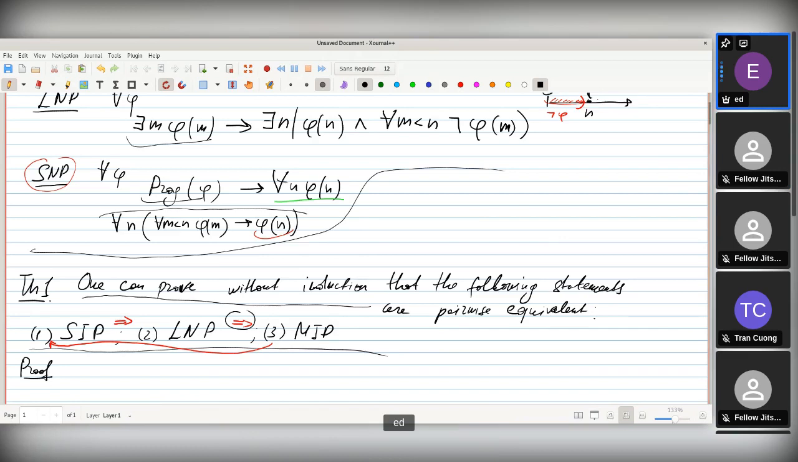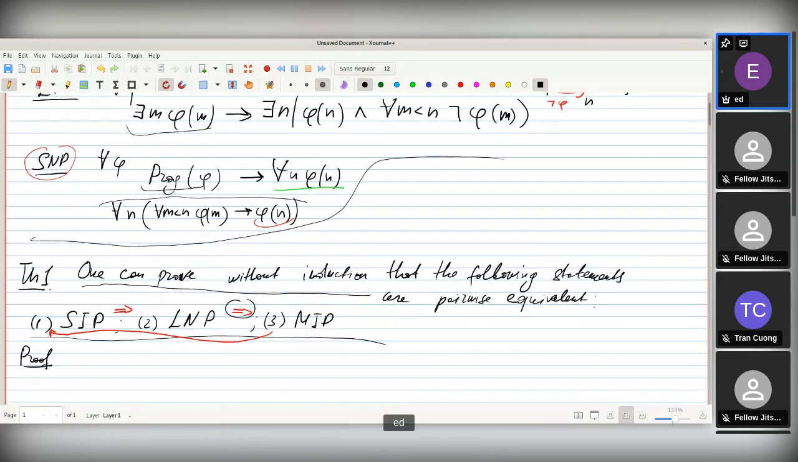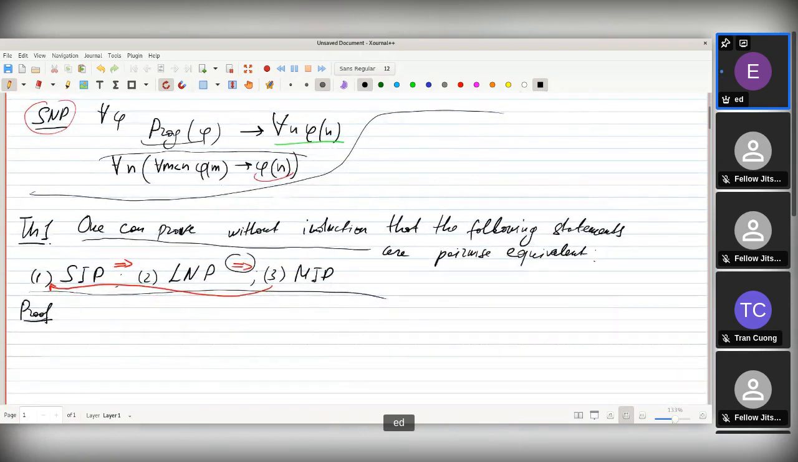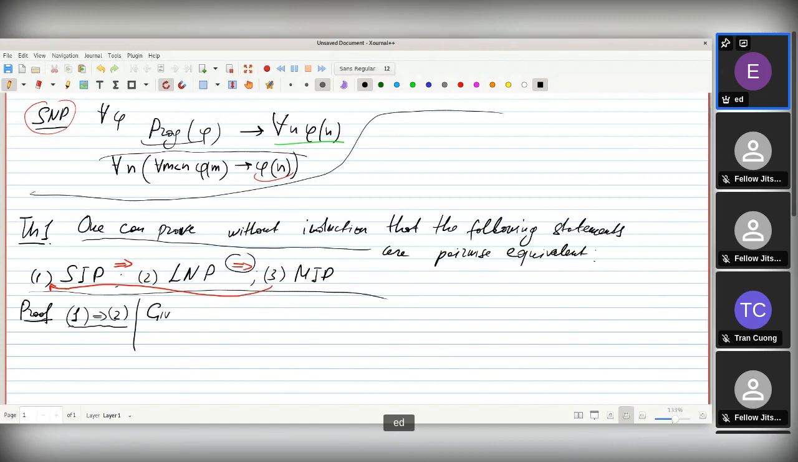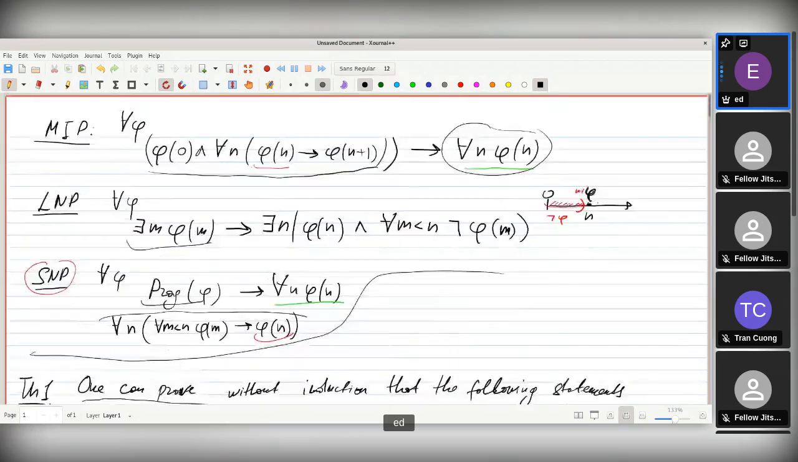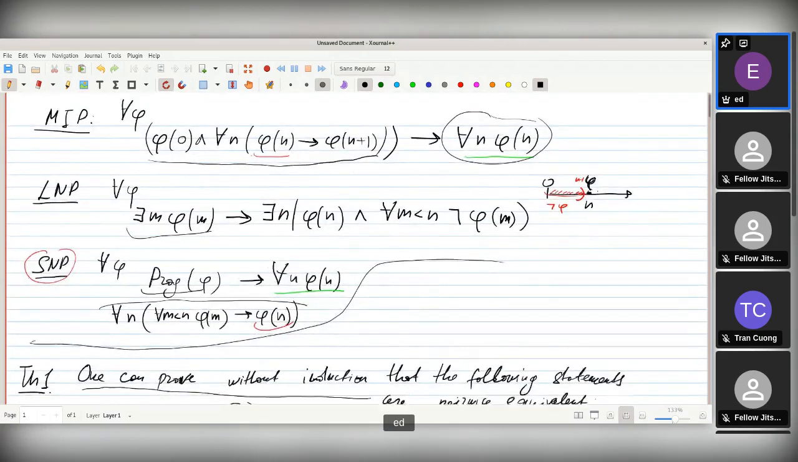So we have to prove three implications. Let's do it without any haste. We shall give a detailed proof. From 1 it follows 2. What is given? The strong induction principle is given.